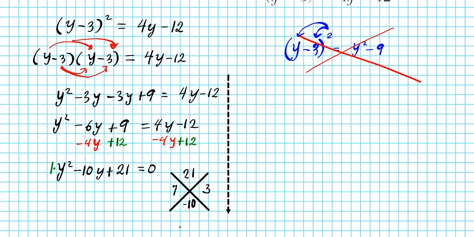I have a negative 10 here. We have a problem. How can we fix that? What if I make both of them negative? Negative 7 times negative 3 is positive 21. Negative 7 minus 3 is negative 10. Perfect. That's exactly what we want.